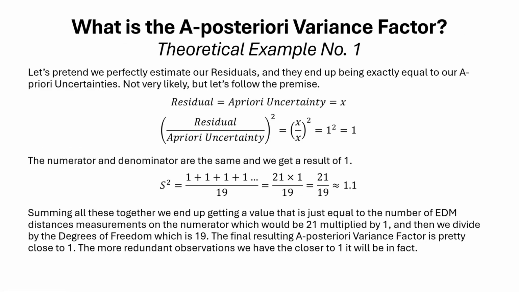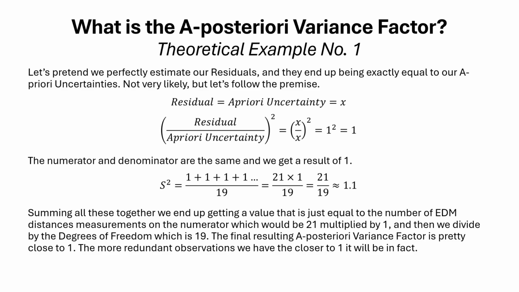So what I want to do now is go on a little bit of a tangent and follow some theoretical examples, which will hopefully give you a better feel of what this looks like. So let's pretend we perfectly estimate our residuals, and they end up being exactly equal to our a priori uncertainties for all our observations. This is not very likely, but let's just follow the premise and see where it leads.